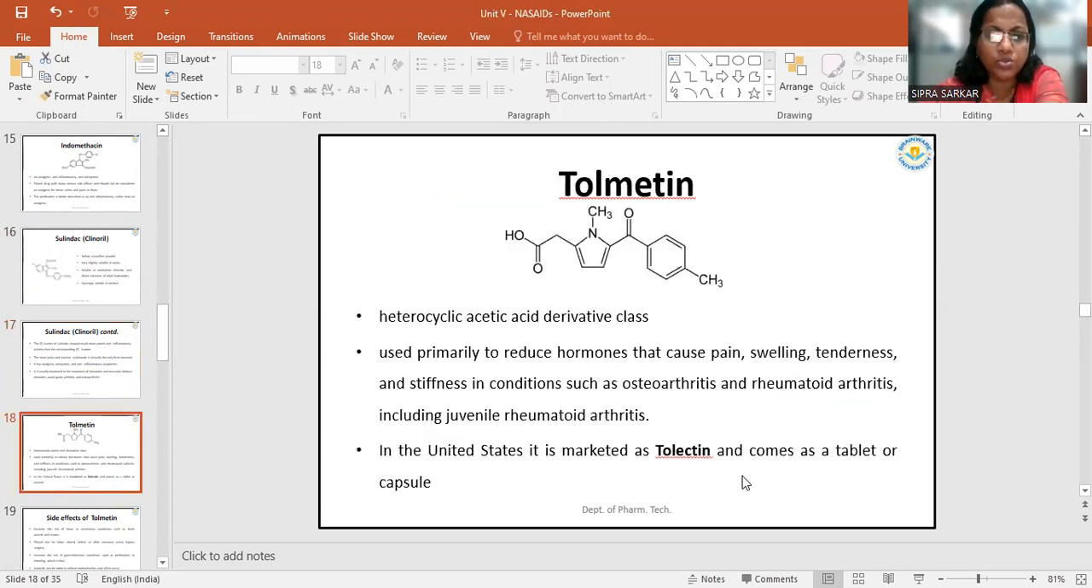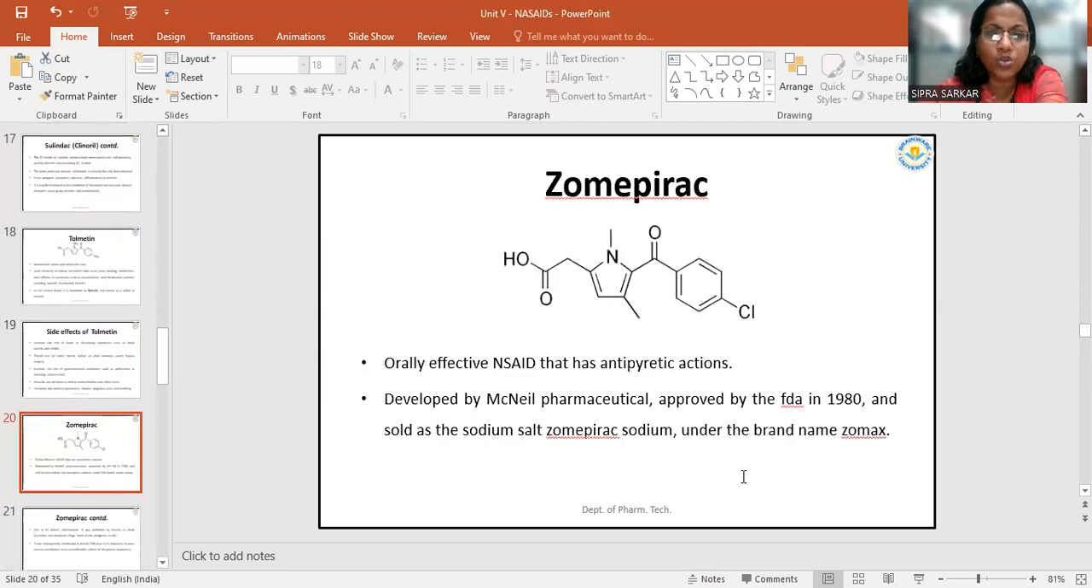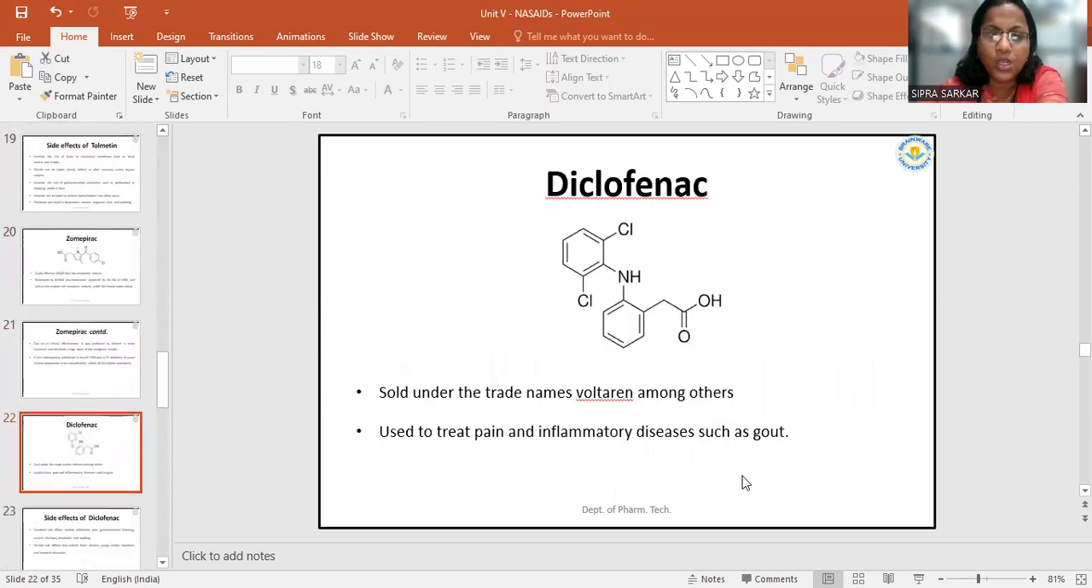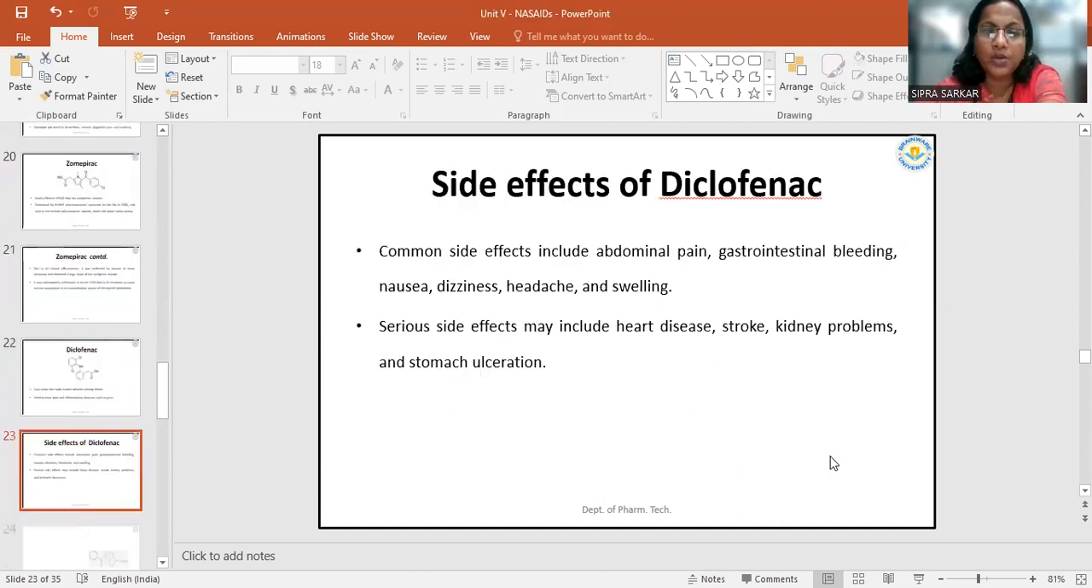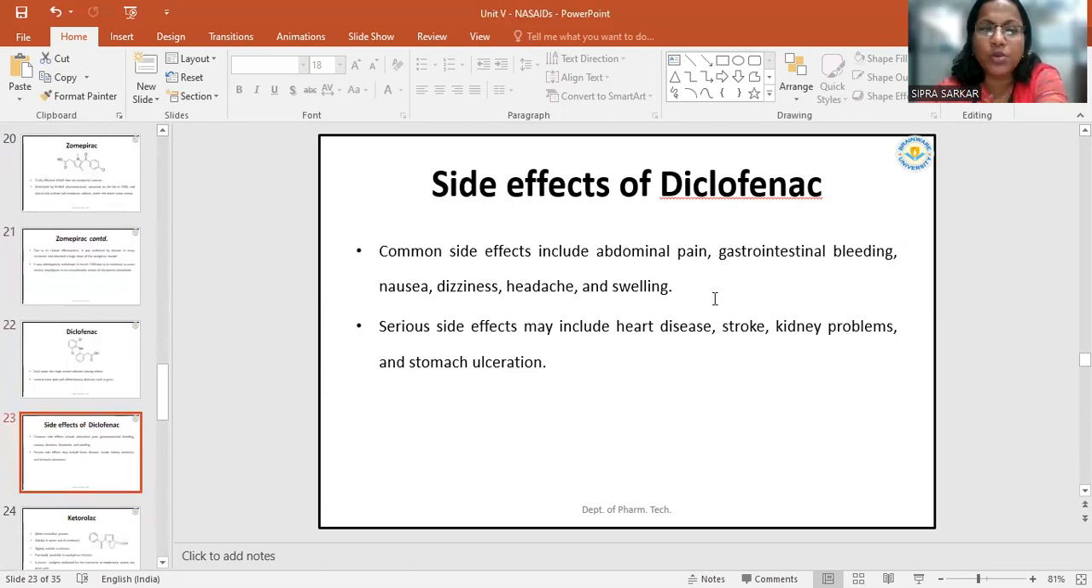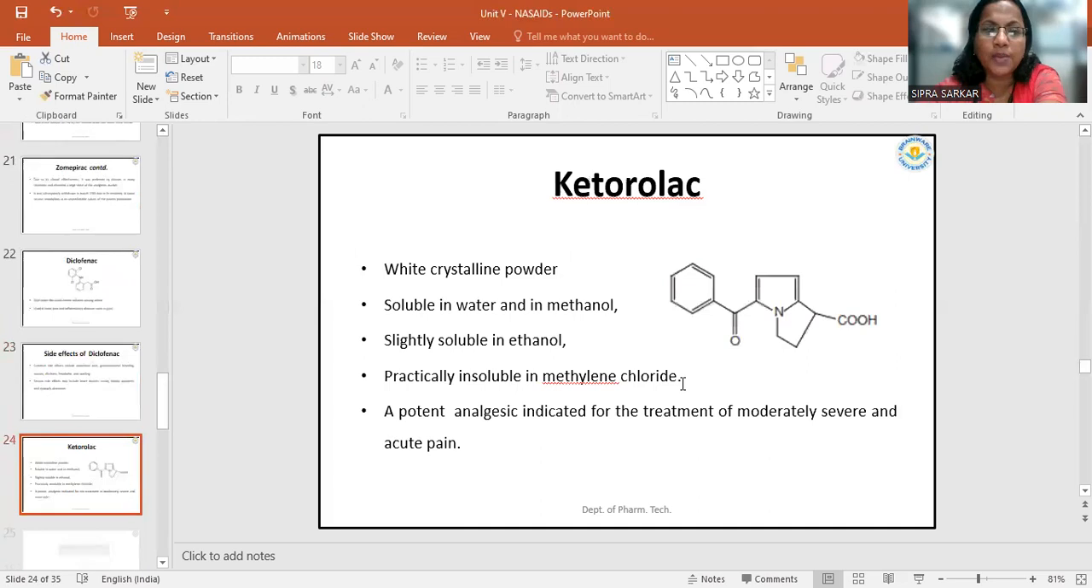Tolmetine is one of the important drugs you should study. Side effects are there. Zomepirac is one of the drugs. Diclofenac is most important; dichlorophenyl amino acid is there, that's why chlorine is attached. Sold under the trade name Voltaren, among others. Used to treat pain and inflammatory diseases such as gout, very important for rheumatoid arthritis. Side effects include abdominal pain, gastrointestinal bleeding, nausea, dizziness, headache, and swelling. Serious side effects include heart disease, stroke, and kidney problems with continuous use, and stomach ulceration also. That's why painkiller drugs should not be used continuously.